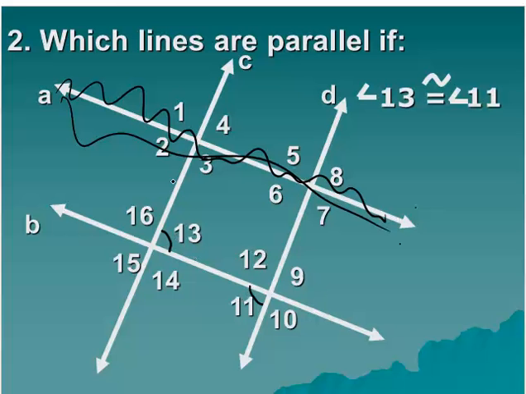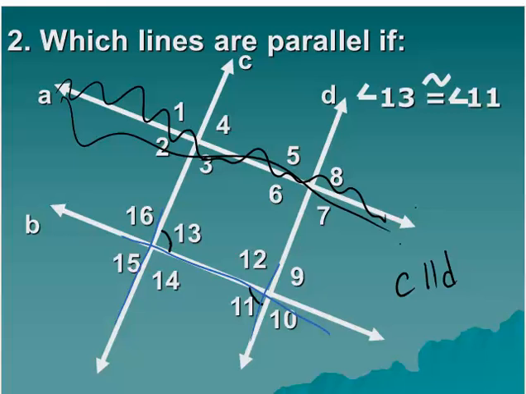13 and 11 are alternate interior angles. They're on different sides of B, which would be my transversal, and they're in between lines C and D. Alternate interior angles are congruent if the lines are parallel. Therefore, we could say that C is parallel to D, and if I needed a reason, it's alternate interior angles converse.